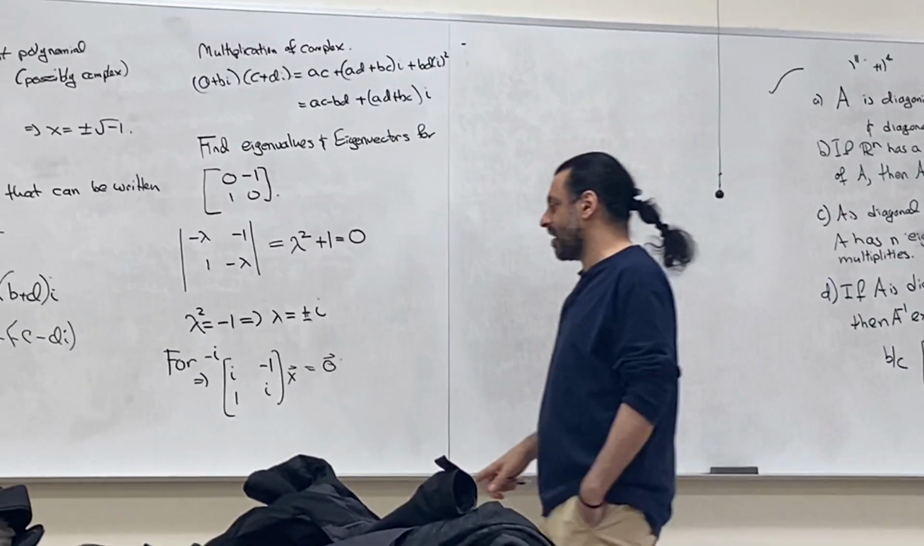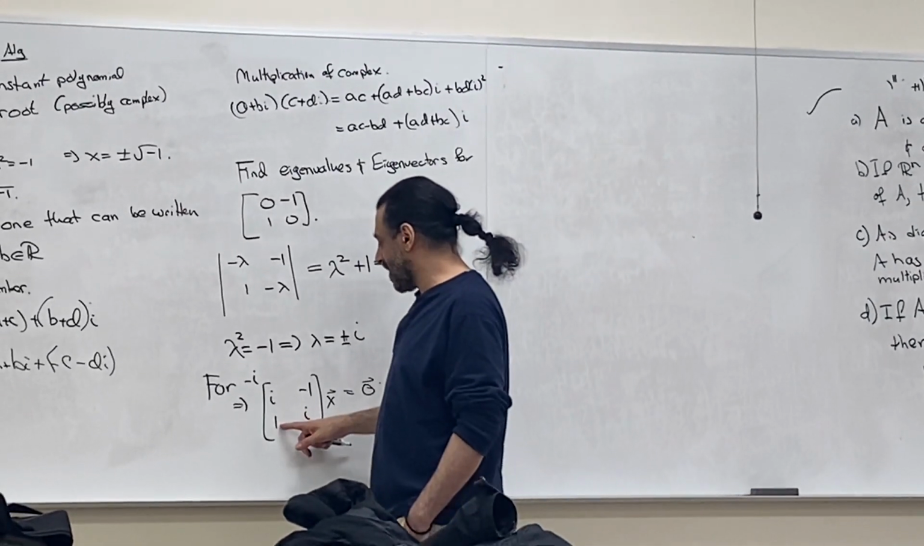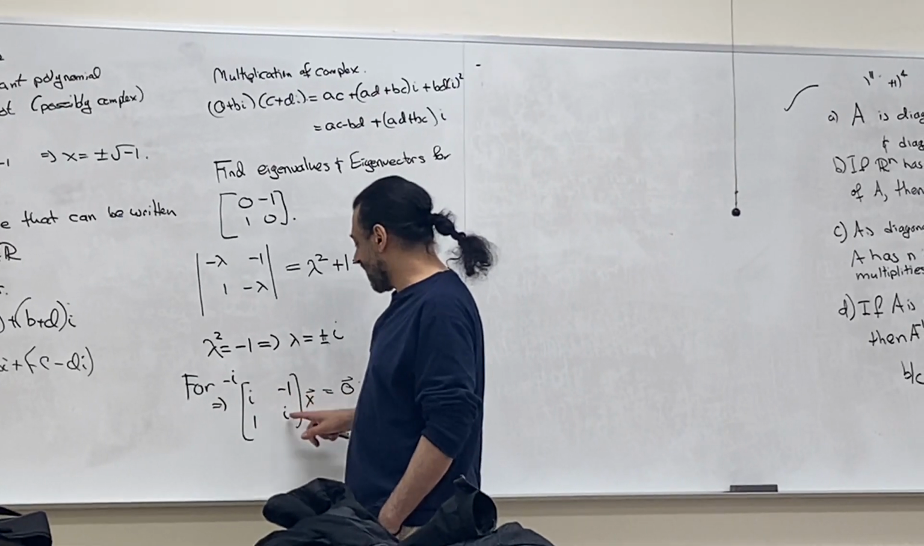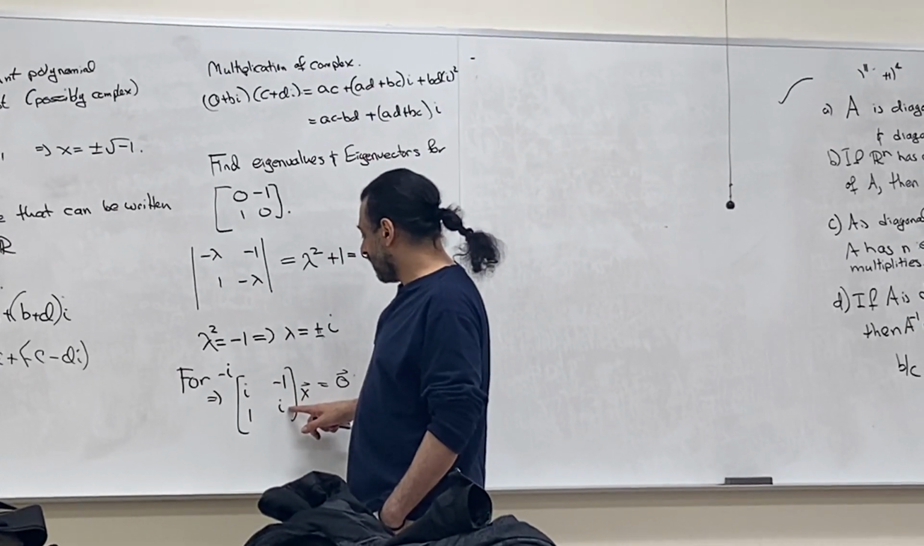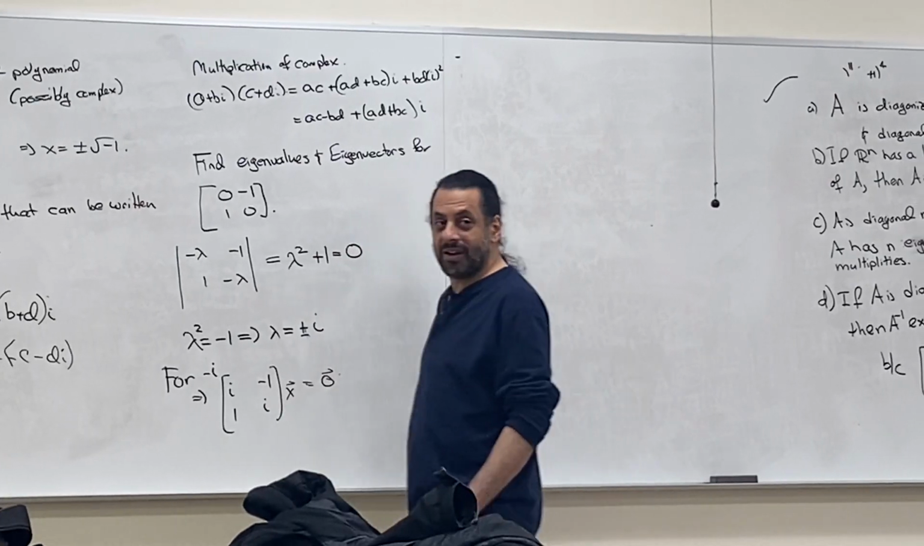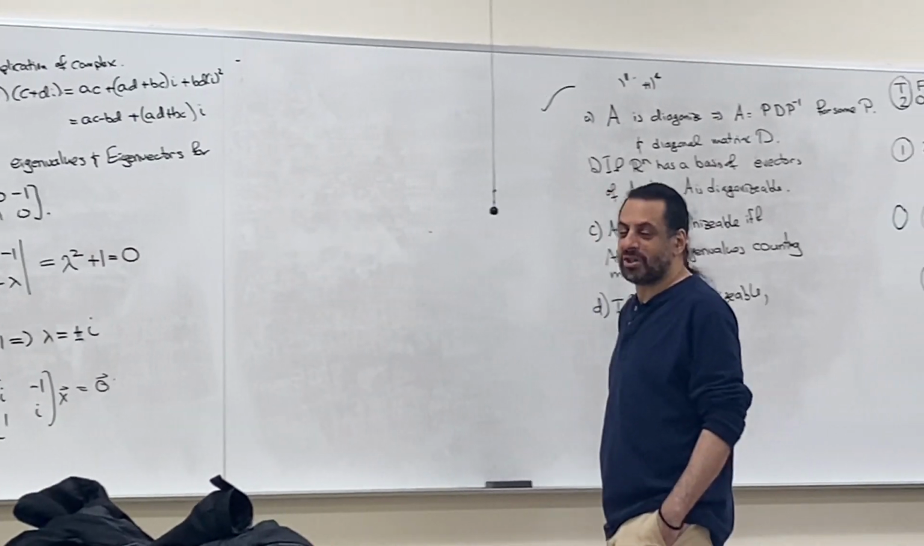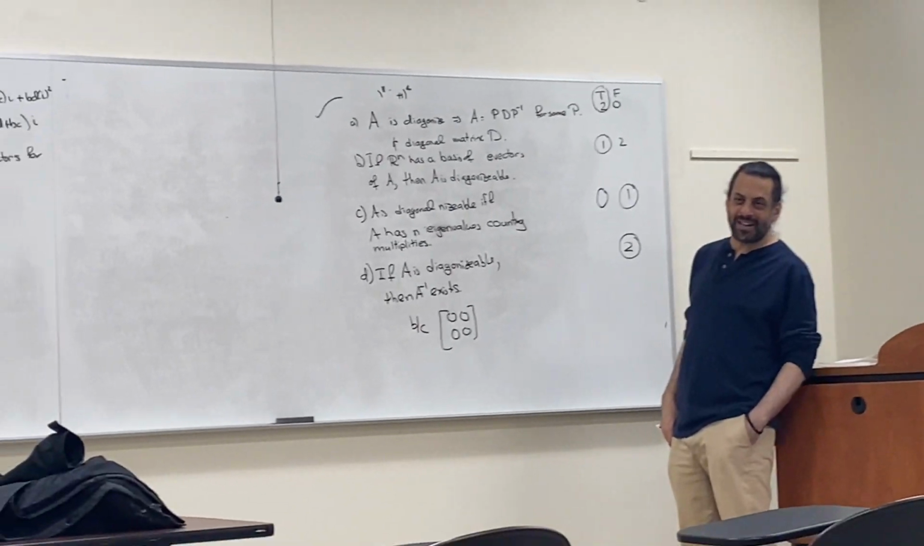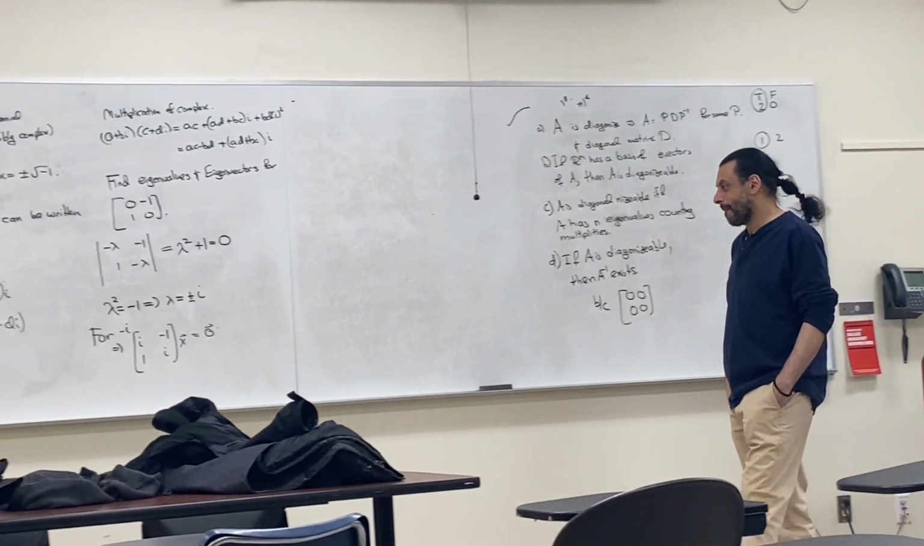You could also check: what multiplied by 1 gives me i? i times 1 gives me i, and i times i is -1. So the columns are multiples of each other. You can check that the rows are multiples of each other, whatever you like. So it's singular.